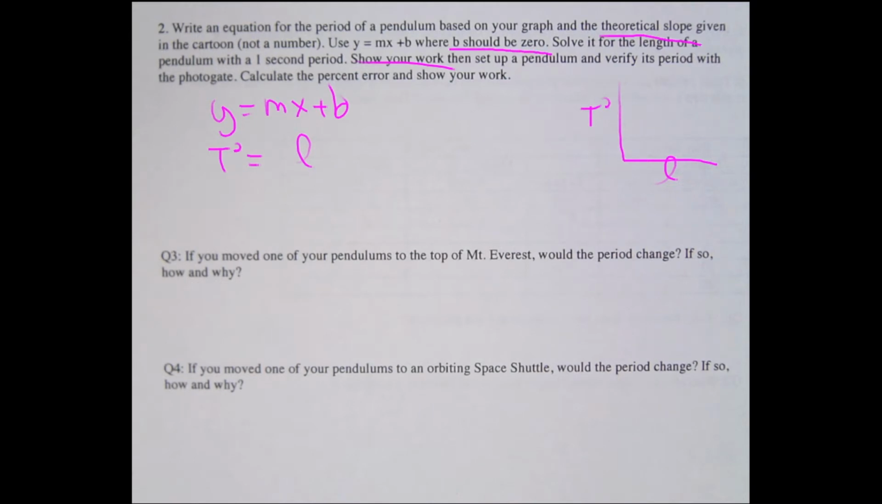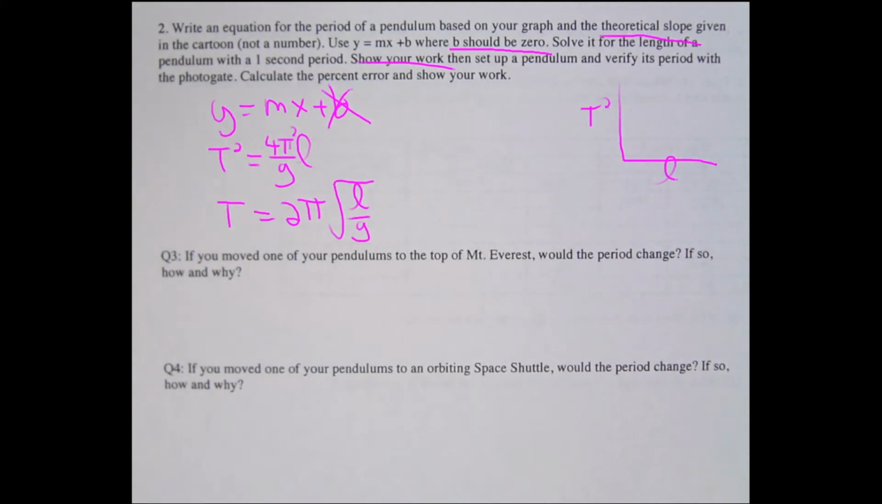And then you think about what the y-intercept should be. Here I'm giving you some help, but the y-intercept is the period when there's 0 length. So you don't have a pendulum, there can't be a period. So theoretically, that should be 0. And based on what you found out above, theoretically, 4 pi squared over g is the slope. So if I want to solve for the period of a pendulum, I can take the square root of both sides, and I get this. And so that is the equation given for the period of a pendulum.